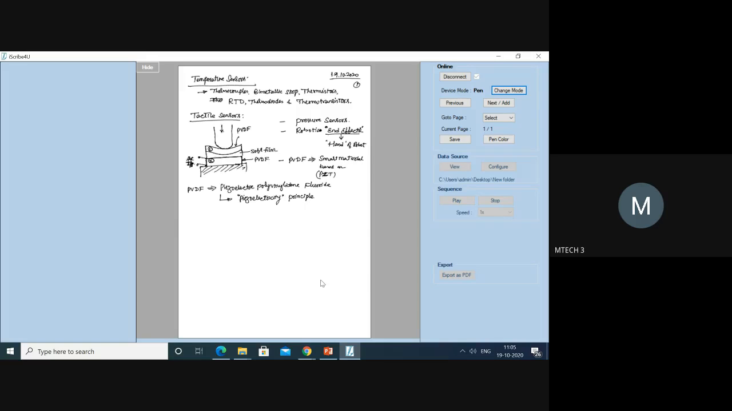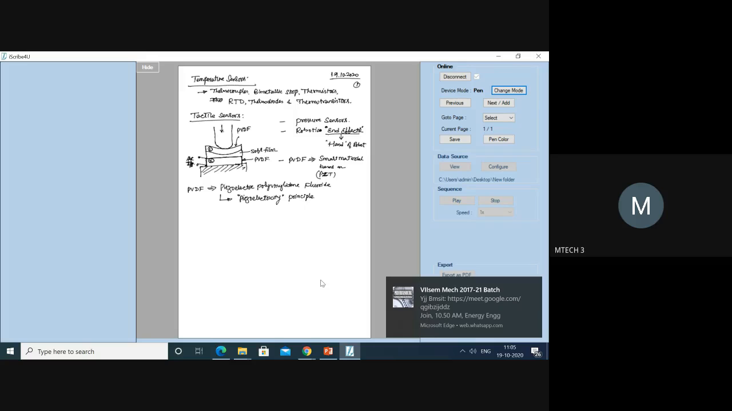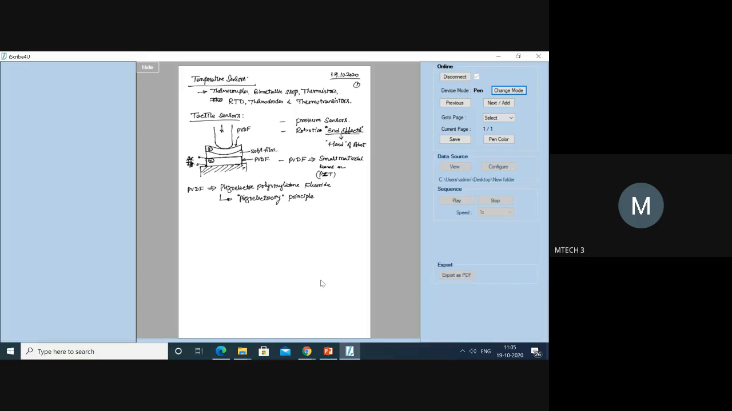What is the input now? The input is the voltage. You are giving the voltage as the input to the PVDF. As per the principle of piezoelectricity and reverse piezoelectricity, what is going to happen to this PVDF? What will it do? It will deform.